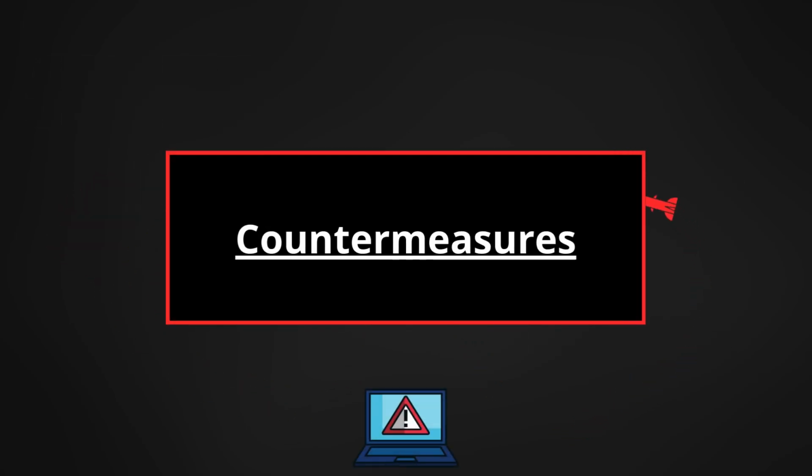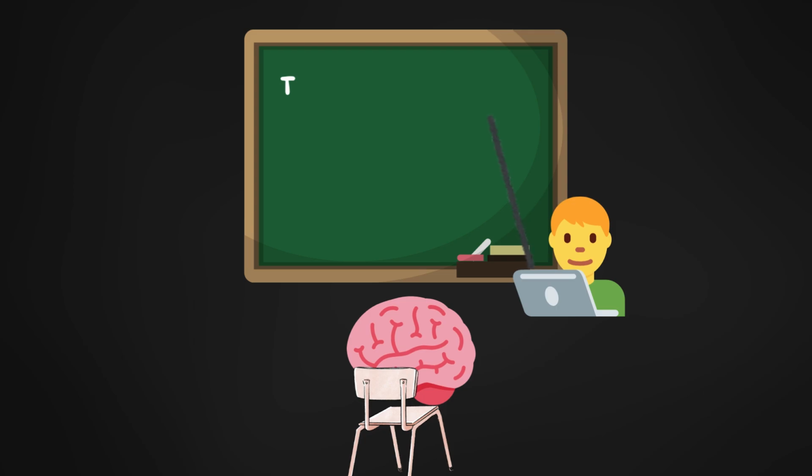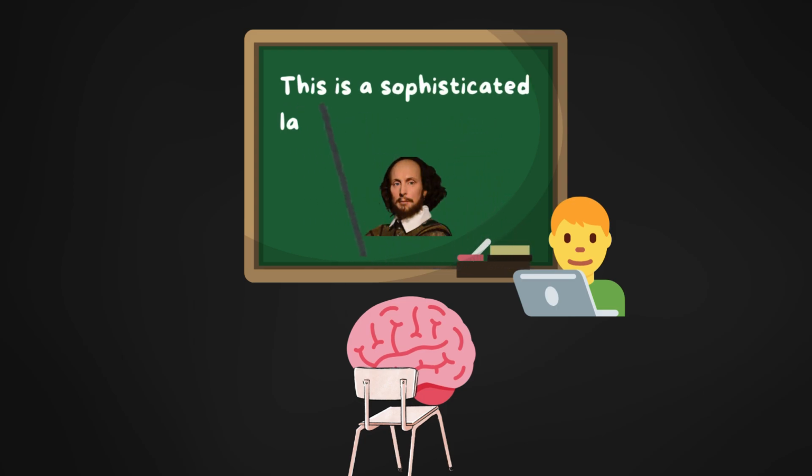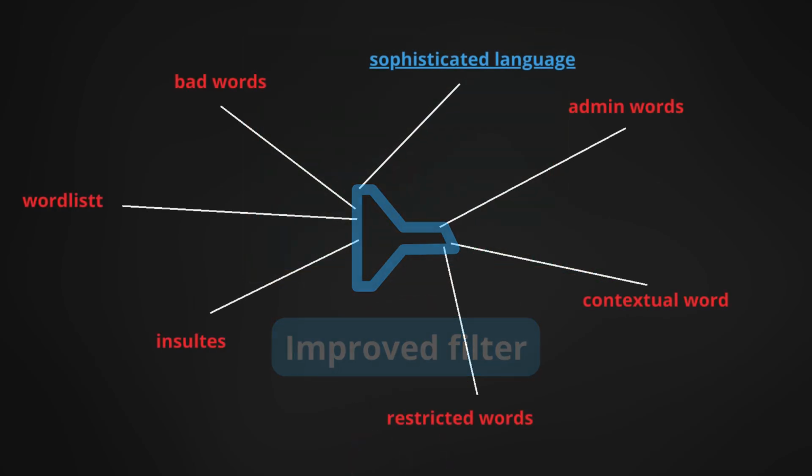Countermeasures. To counteract this technique, developers can enhance the model's ability to understand and flag contextually suggestive language, and improve filters to recognize and block sophisticated language that implies inappropriate content.